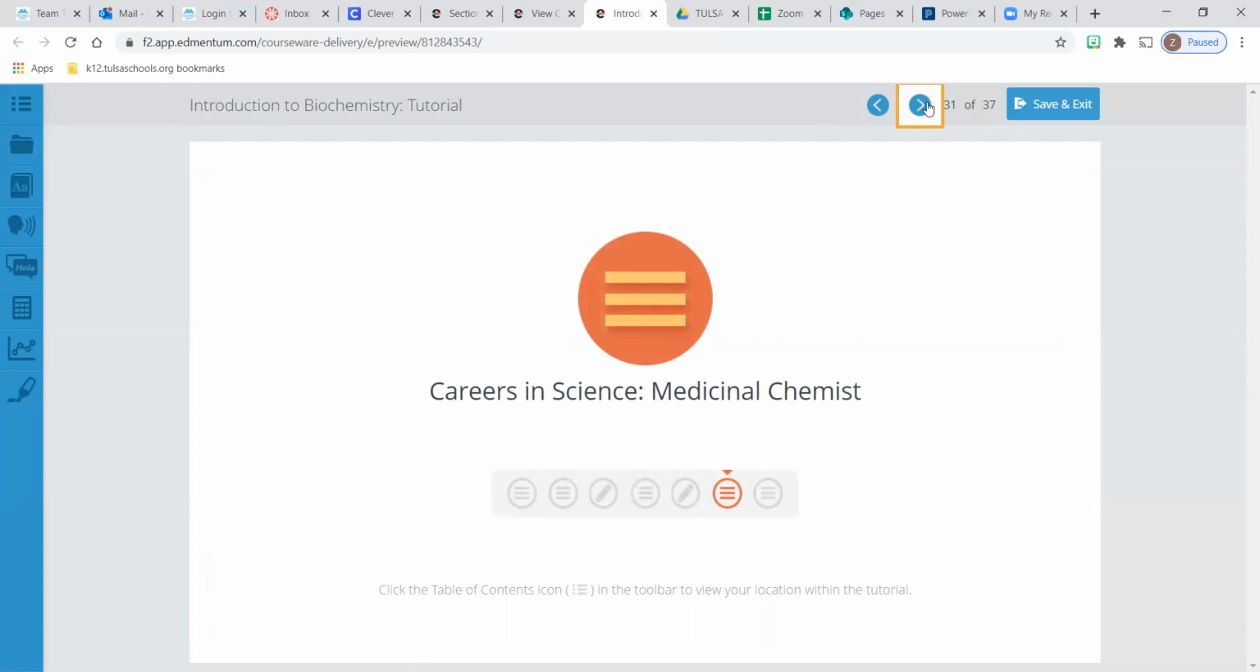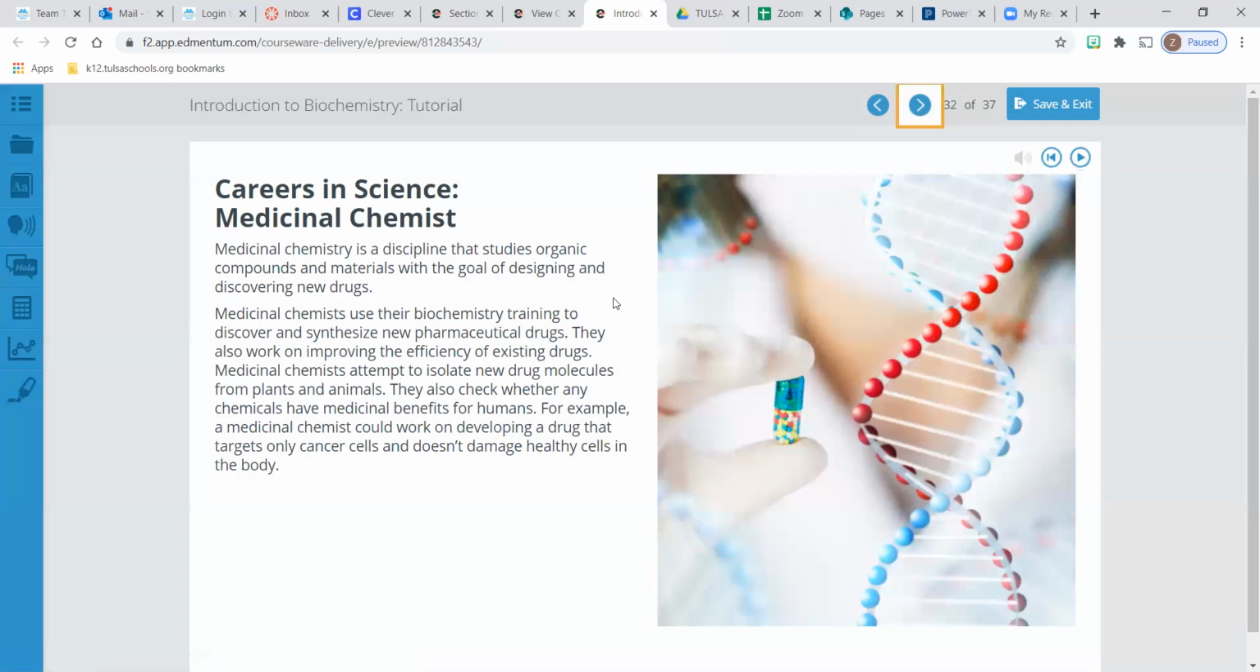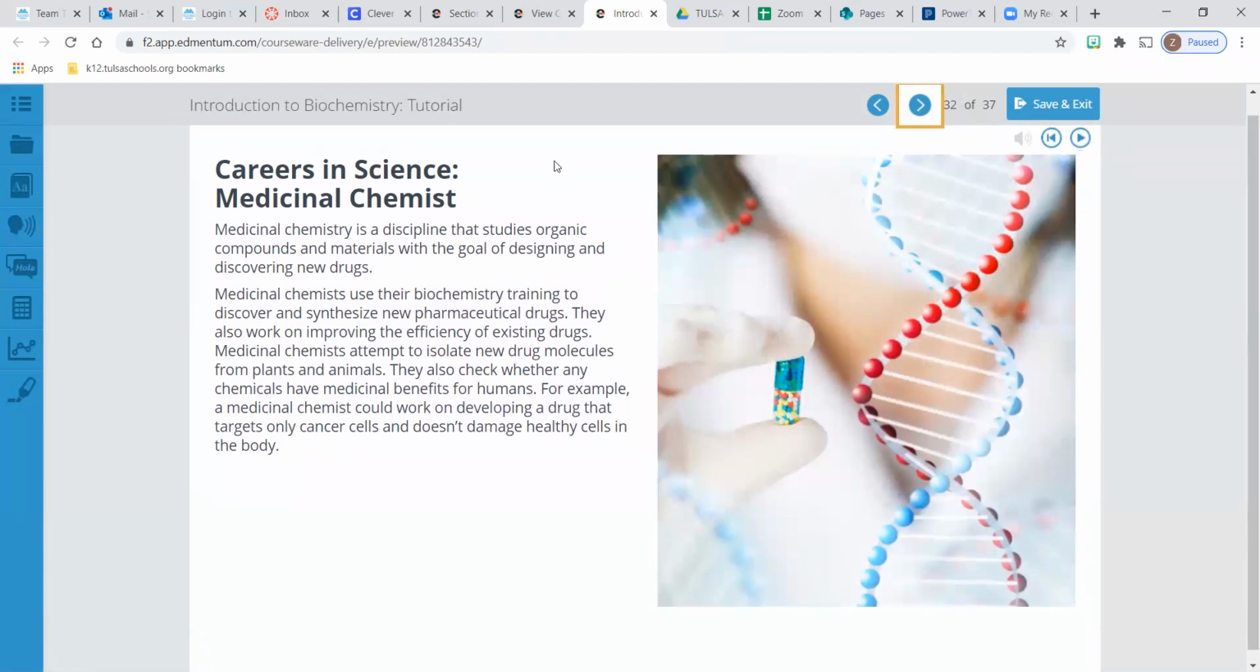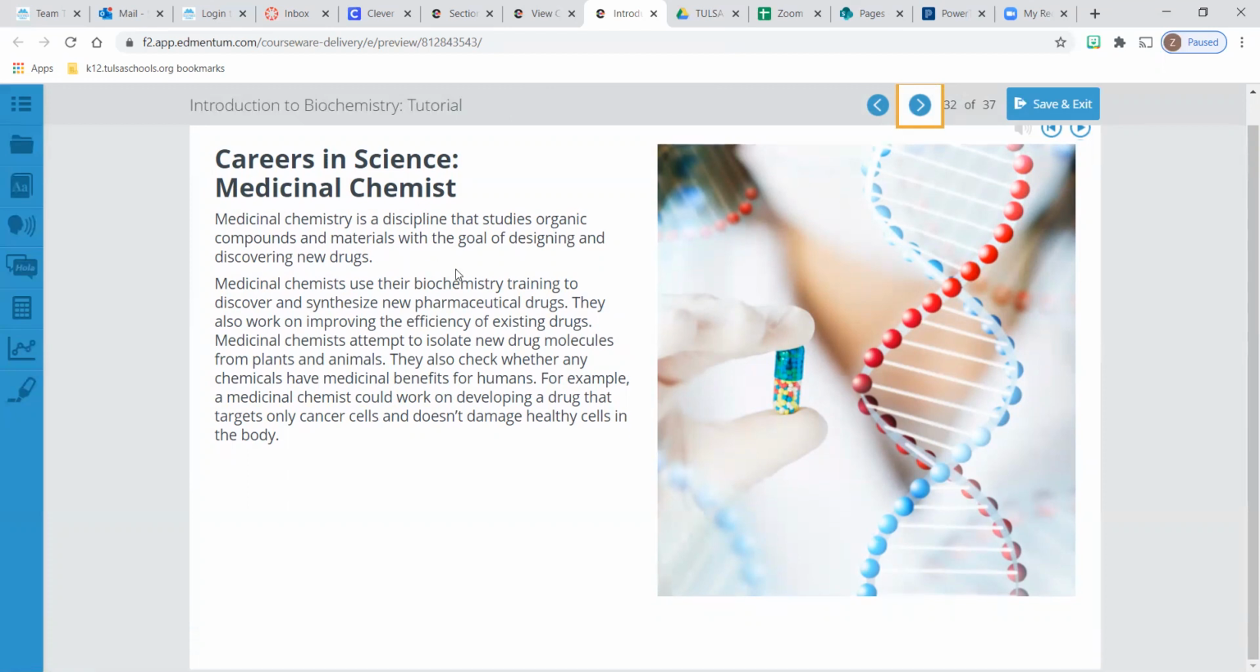And now we're going to look at careers in science. Medicinal chemist. I had a friend in college that was in chemical engineering, but she was also interested in the medical field. So this is kind of like up her alley. Pretty cool discipline, actually.